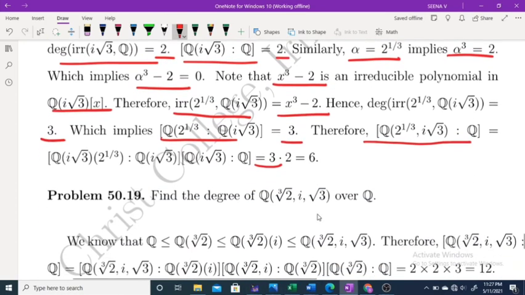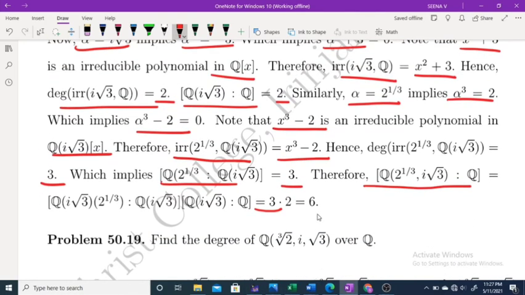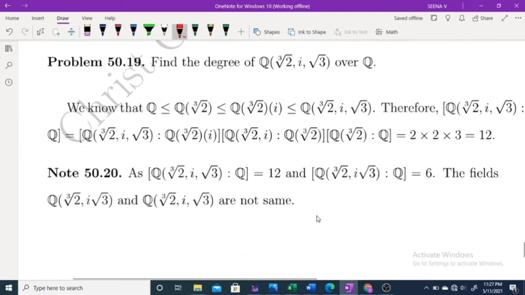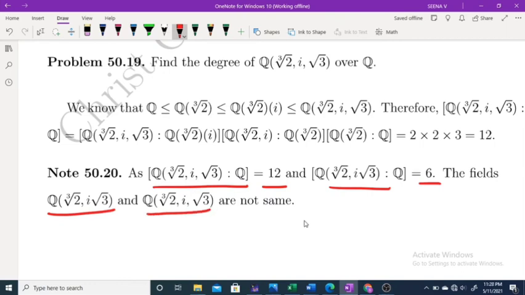Now, I am giving one problem as homework. Find the degree of Q of cube root of 2, comma i, comma root 3 over Q. From this, the degree of this one is equal to 12 and the degree of this over Q equals 6. From this it is clear that these two fields are not the same.